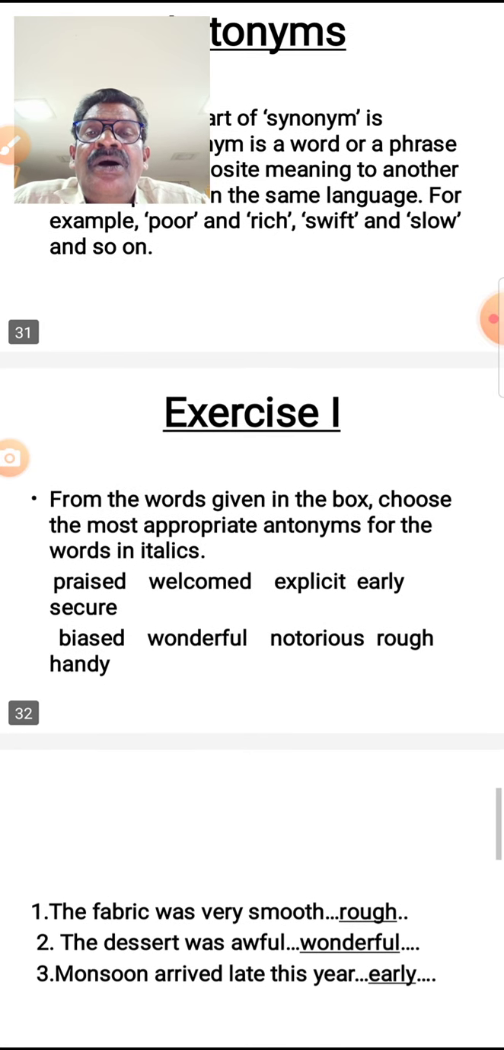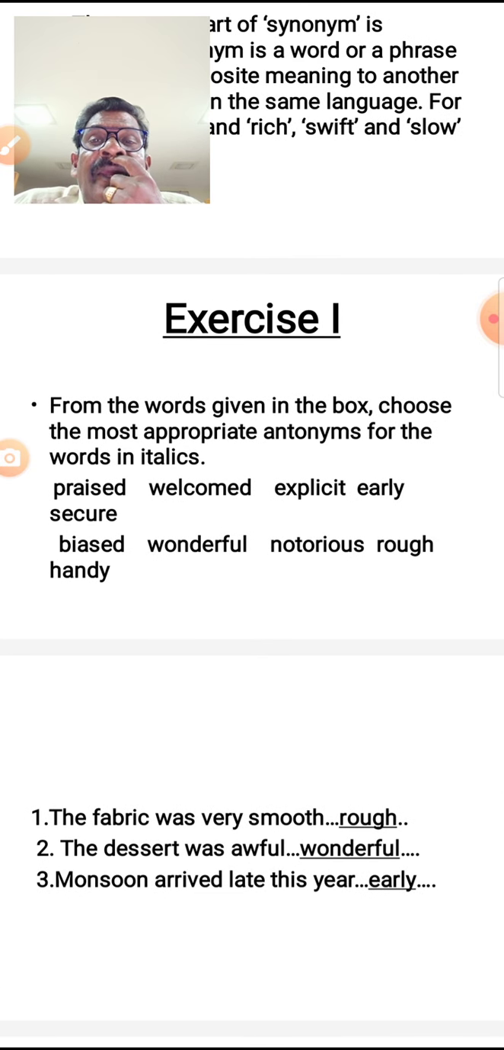And now some exercises also have been given in your textbook. So this is exercise number 1, where we are asked, from the words given in the box, to choose the most appropriate antonyms for the words in italics.